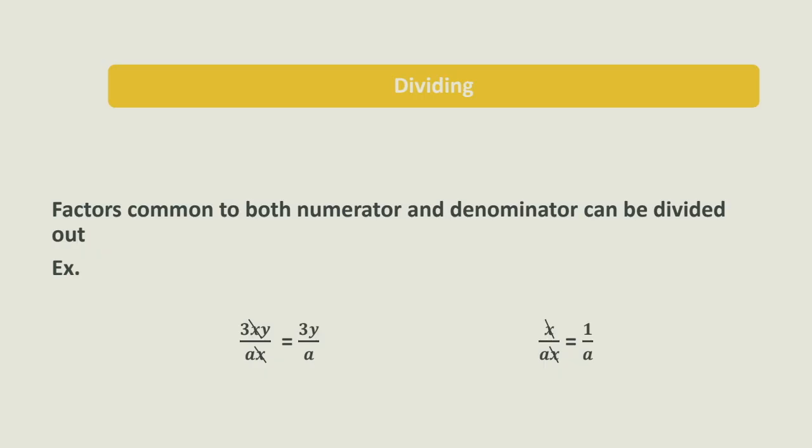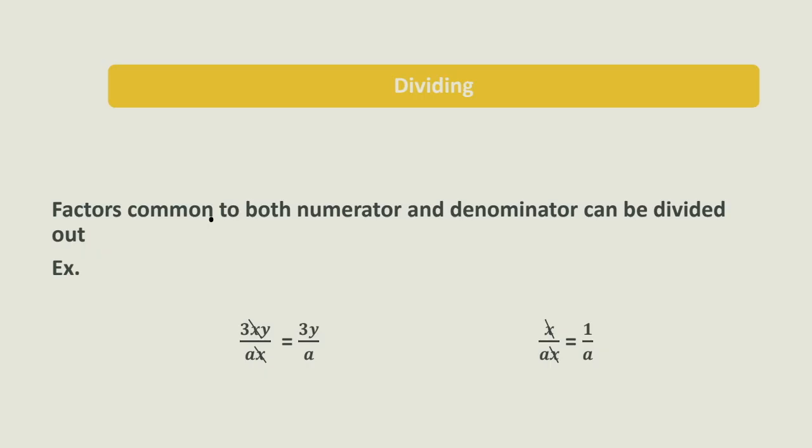So when we're talking about dividing, we're trying to find factors, or things that are the same in the top and the bottom, so the numerator and the denominator. So in the first one, we want to factor those out. In other words, cancel those out or divide them out. So I have a 3xy over an ax. So the top has a 3, an x, and a y, and the bottom has an a and an x. So the thing that's common in both are these x's.